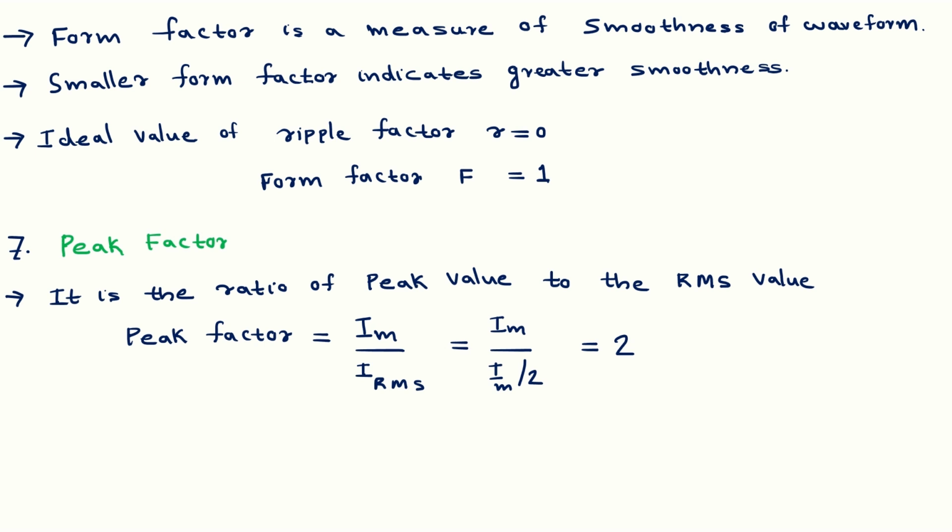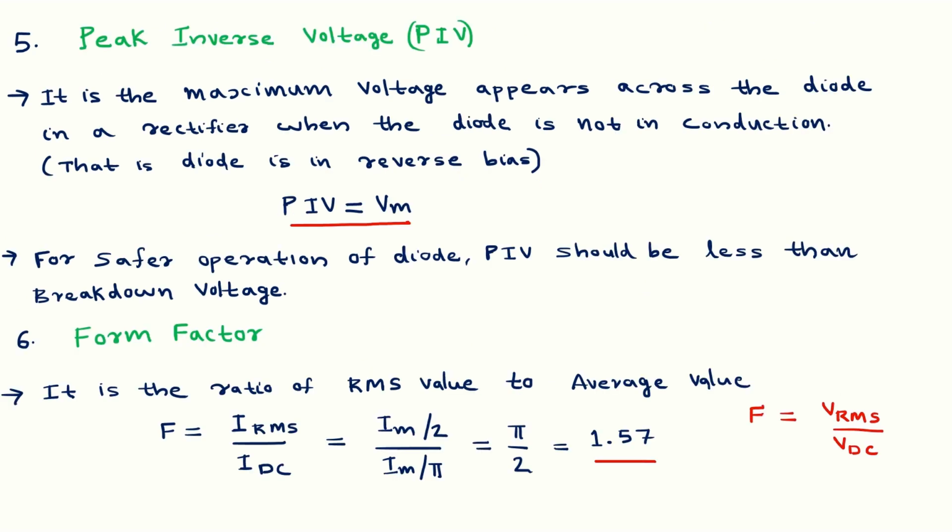And the next parameter is peak factor. It is the ratio of peak value to the RMS value. Peak factor is equal to Im divided by IRMS. Also, I can write peak factor as Vm divided by VRMS. In both cases I will get the same answer. Substituting IRMS as Im by 2, Im divided by Im by 2 equals 2. So the peak factor of a half wave rectifier is 2.